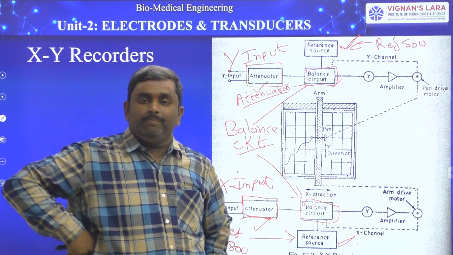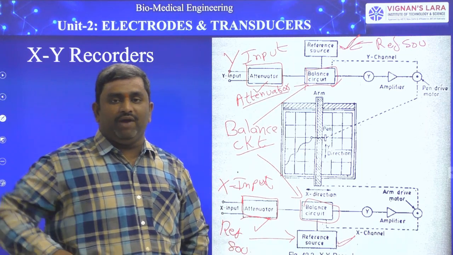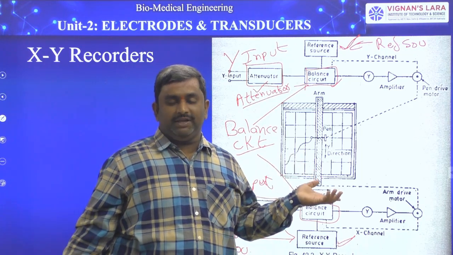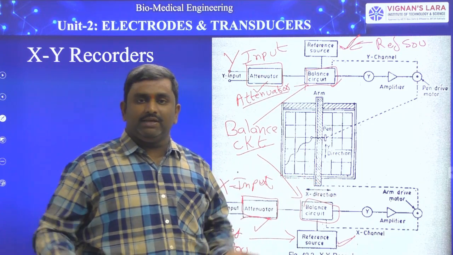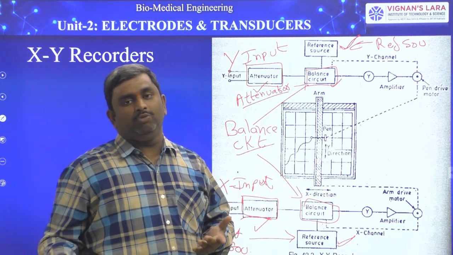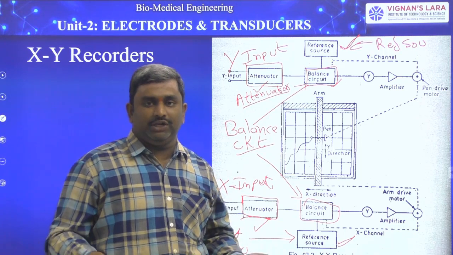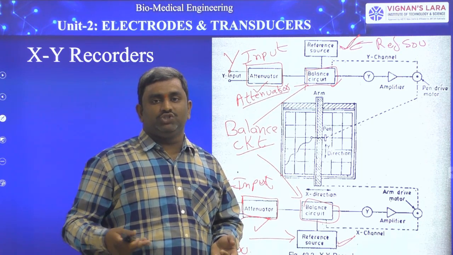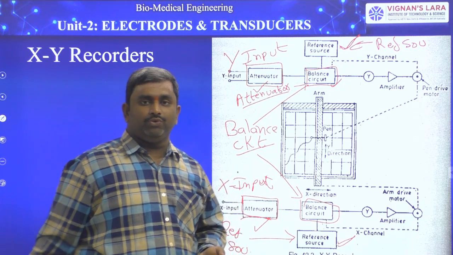The X input and Y input may vary from one value to another value, for example, minus 70 millivolts to plus 20 millivolts. But what is the base? For example, a signal will move from minus 5 volts to plus 3 volts. But what is the reference value? The reference value we have to take as 0. 0 volts we have to take.